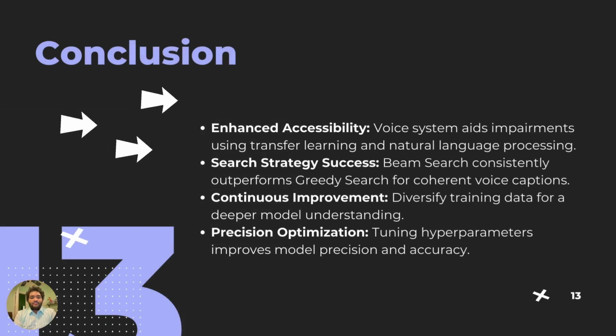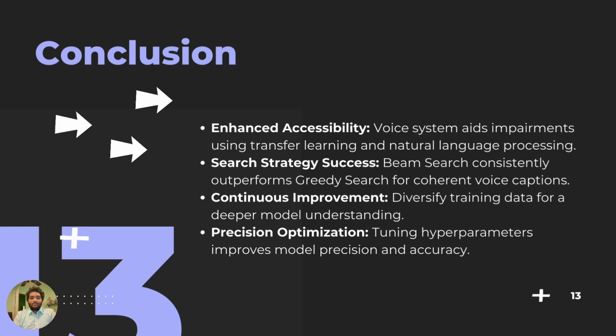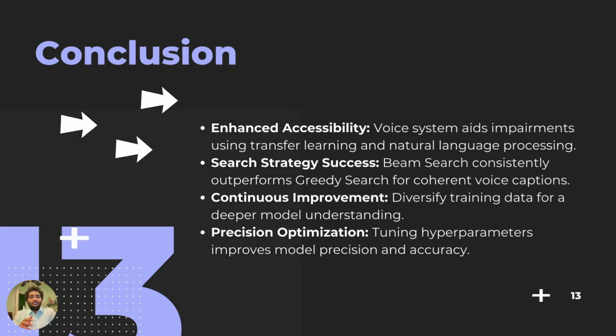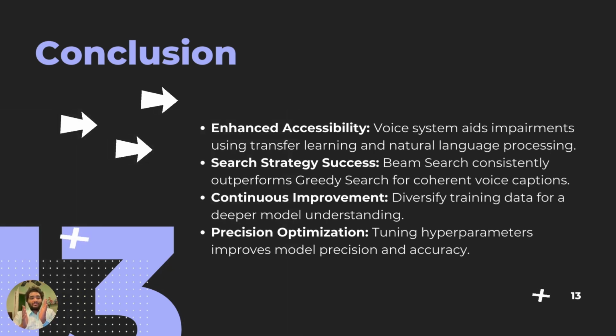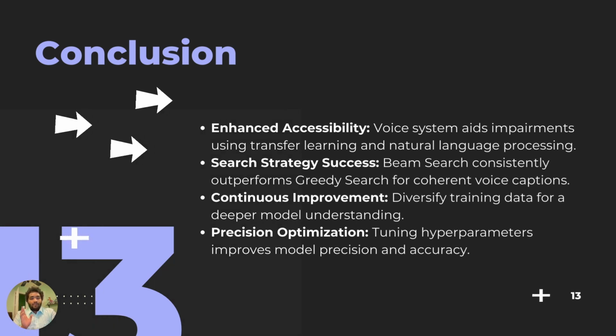And the conclusion. Throughout this process, observations were made and valuable insights were gained. By combining learning techniques like transfer learning and natural language processing, the implemented model generates voice captions that significantly improve accessibility. After comparing beam search and greedy search, it was consistently found that beam search outperforms greedy search in terms of generating coherent captions with context.